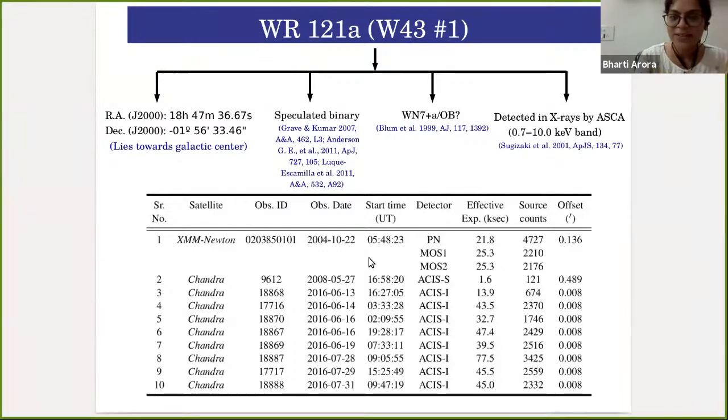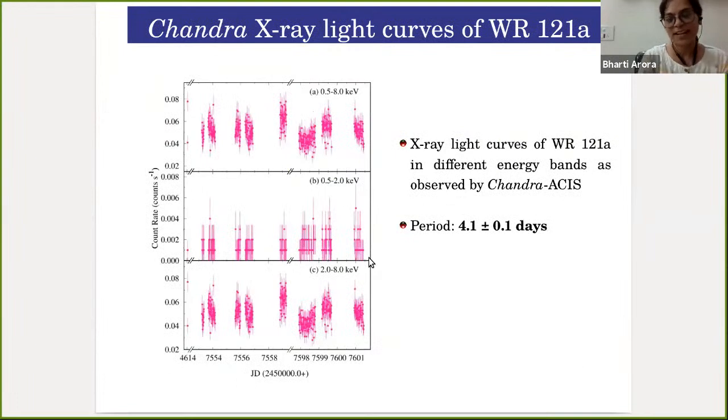Here I have shown the Chandra X-ray light curve of WR121A in 3 different energy bands: 0.5 to 8 keV, 0.5 to 2 keV, and 2 to 8 keV. In the 0.5 to 8 keV energy range, you can see that some kind of variability is seen in this light curve. To check if there is any periodicity in this data, we performed a periodogram analysis, and a period of 4.1 days has been seen to be associated with this light curve.